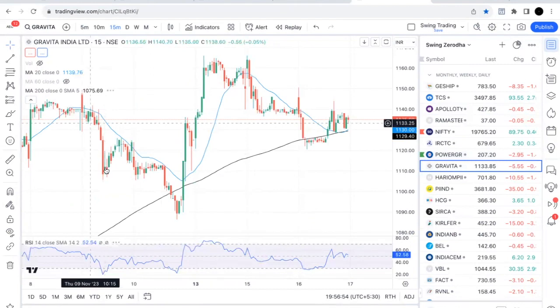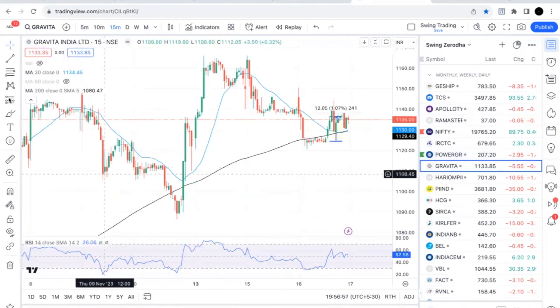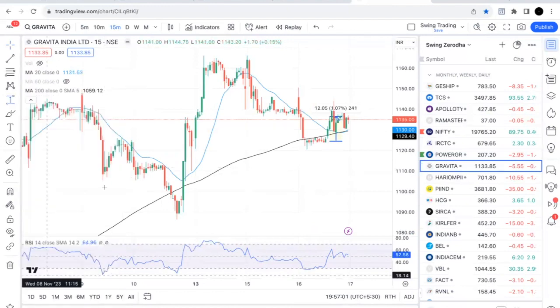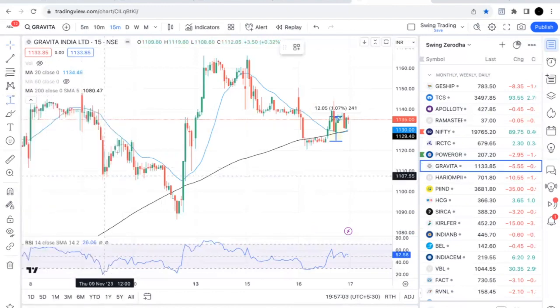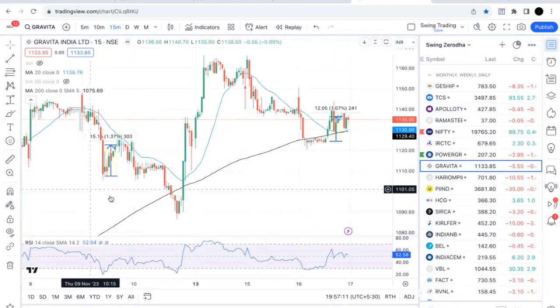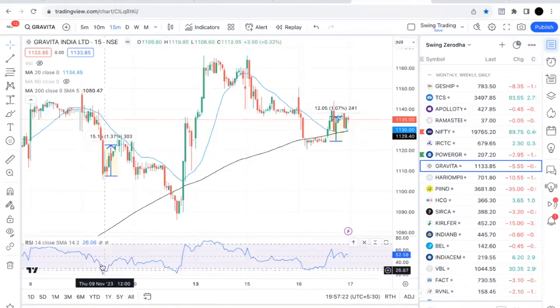I find something that goes down like this, and then I check the price range and see if I enter here, do I have the possibility of getting 1%? Look at that. There's definitely a possibility of 1% right there. Okay. And these are two factors. One, the price has moved down far away from the 20. And two, the RSI is very low.